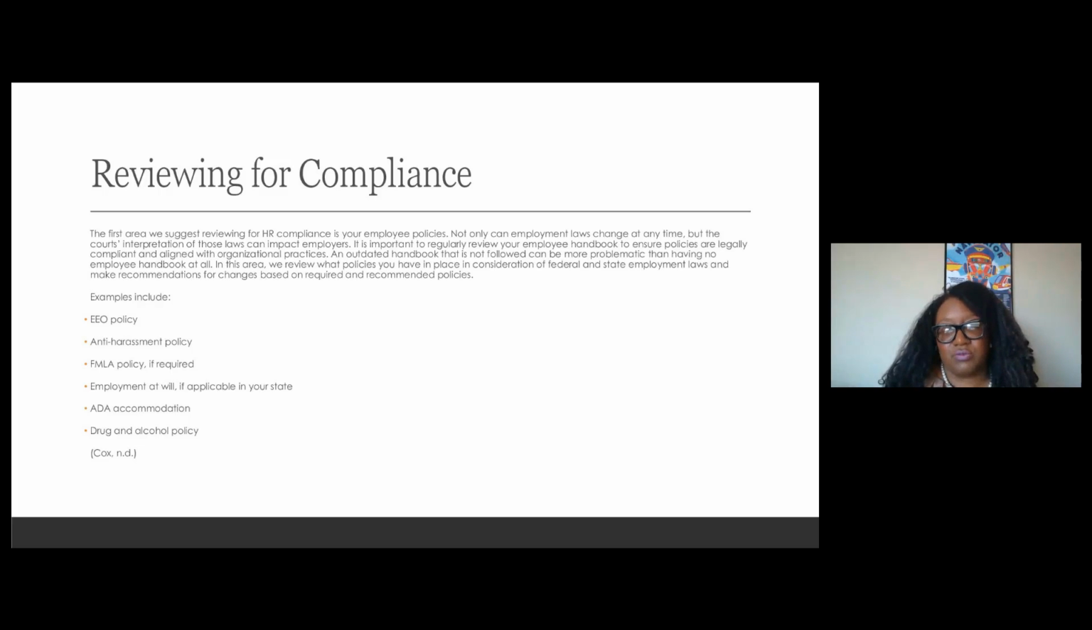ADA accommodation. Remember, disability is oftentimes a gap in our equity. So people don't know what to do when you have a candidate who has a disability. And so remember, there's an expectation to make reasonable accommodation. And then drug and alcohol policy. So that's something, if they're going to need to be drug tested. Again, you can't ask a specific person for a drug test. You have to determine if drug testing is necessary for that position.